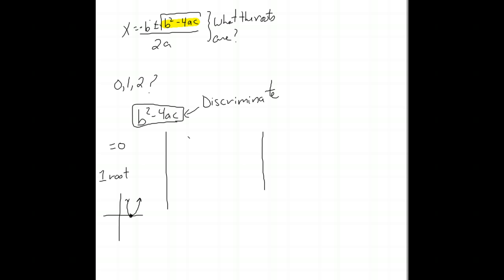If the value is bigger than 0, there are two roots. So you may get a case like this, but either way, the graph cuts through at two places. And if the value is less than 0, in other words, if it's negative, you would have this case, where the graph does not cut through the x-axis. So here there are no roots.